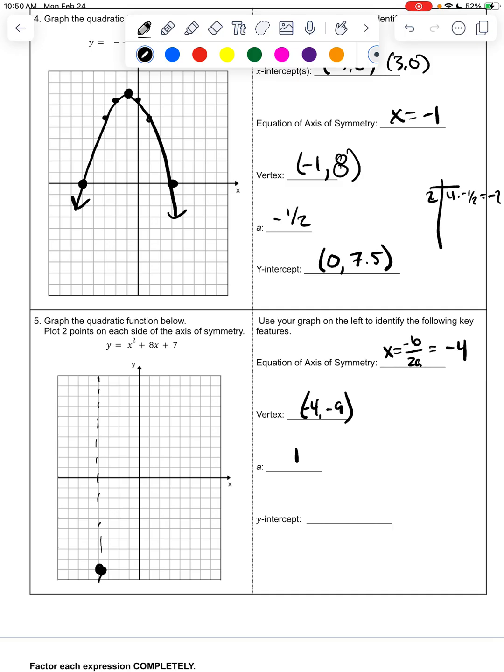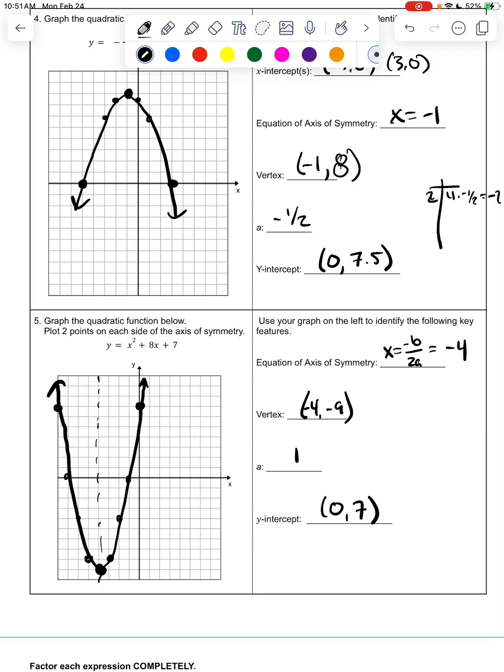Our a value is 1. Our y-intercept is (0, 7) because of the constant term. So I can go ahead and just plot that one and go symmetrically. Say this distance right here is 4. So I'm going to go 4 on the other side to make a point. Since the a value is 1, I'm going to go right 1, up 1. And that's all we have to do. We could keep going. Right 2, up 4 from that vertex. We could go right 3, up 9 from that vertex. Those are all points that are on here as well. And you really get to see the shape of this quadratic.